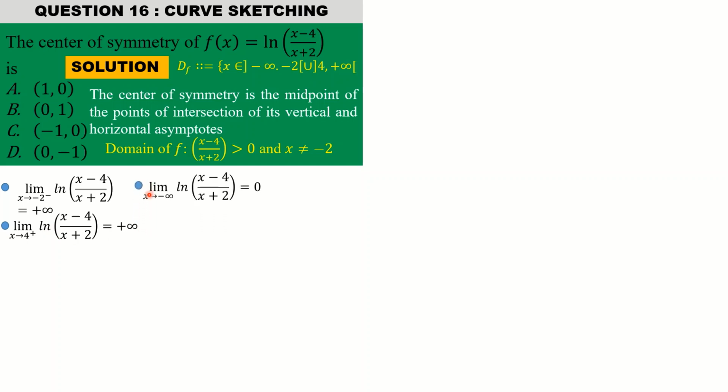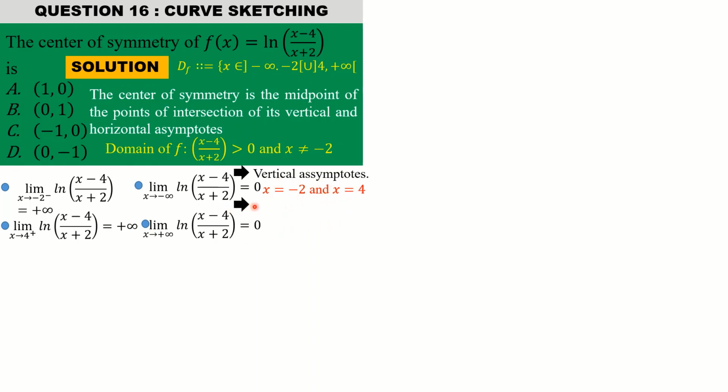Next, the limit as x tends to negative infinity is 0, and the limit as x tends to positive infinity is also 0. So by deduction, we can say that the vertical asymptotes are the lines x equal to -2 and x equal to 4, because by definition, if you take the limit as x tends to a certain constant, say a0, from below or above, and it gives you plus or minus infinity, then that a0 is the vertical asymptote. Here we have our a0 to be -2 and 4, because the limits give plus infinity and plus infinity. So x equal to -2 and x equal to 4 are the vertical asymptotes.